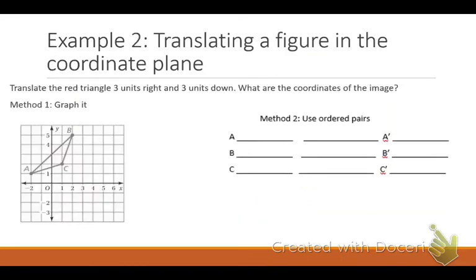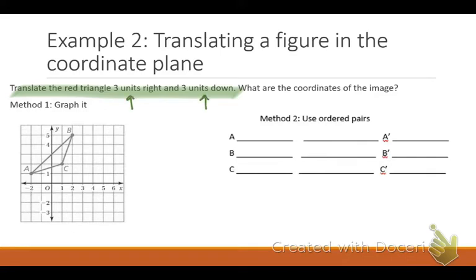All right, so that's determining whether or not it's a translation. Now we're actually going to translate a figure on our own. We see this triangle ABC on the graph. I'm going to show you two different methods that achieve the exact same answer. You can either use a graph or you can use ordered pairs. It just depends on what the problem gives you. If the problem gives you a graph, then you would look at how the translation is described. So where is it moving? What does it say? 3 units right and 3 units down.